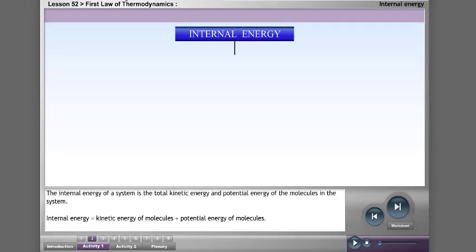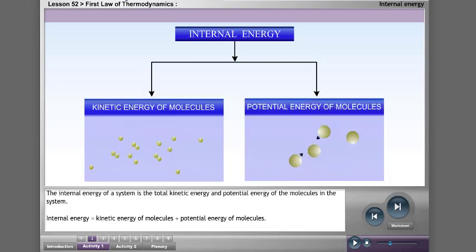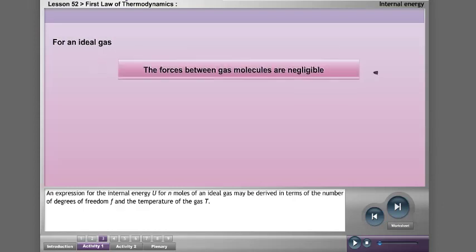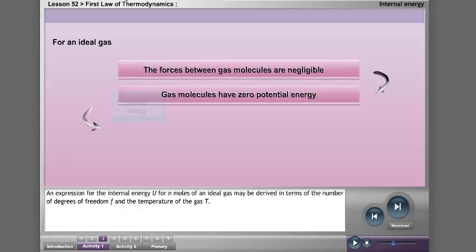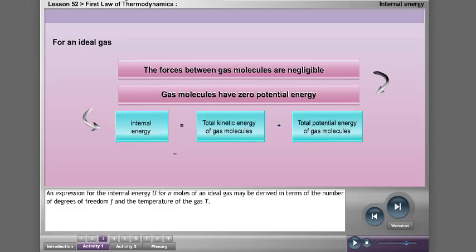The internal energy of a system is the total kinetic energy and potential energy of the molecules in the system. Internal energy equals kinetic energy of molecules plus potential energy of molecules. An expression for the internal energy U for n moles of an ideal gas may be derived in terms of the number of degrees of freedom F and the temperature of the gas T.